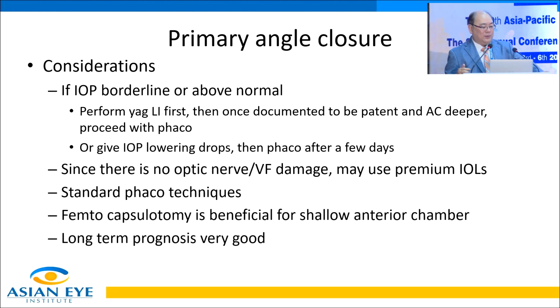Then do a phaco. Since there is no damage to the optic nerve, you may proceed with the premium IOL of choice, no? So, standard phaco techniques. If they want femto, of course, it's easier to do a capsulotomy in a shallow chamber if the femto is done. And the long-term prognosis is usually good in these cases.